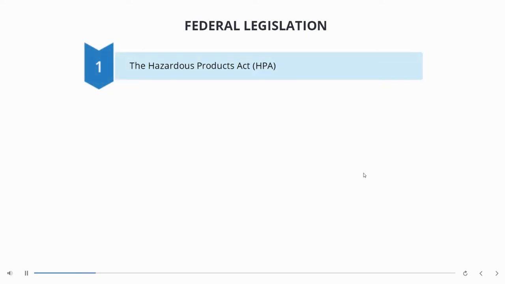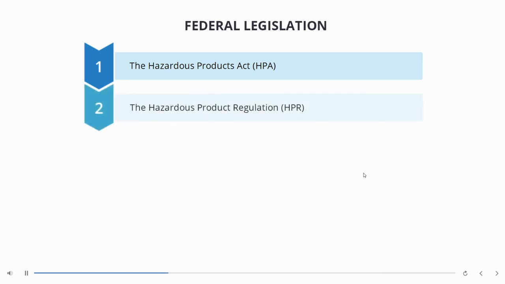There are 5 pieces of legislation that regulate WHMIS 2015. These are: the Hazardous Products Act, HPA, places duties on suppliers who sell or import a hazardous material for use in a workplace in Canada to provide labels and SDS to their customers.